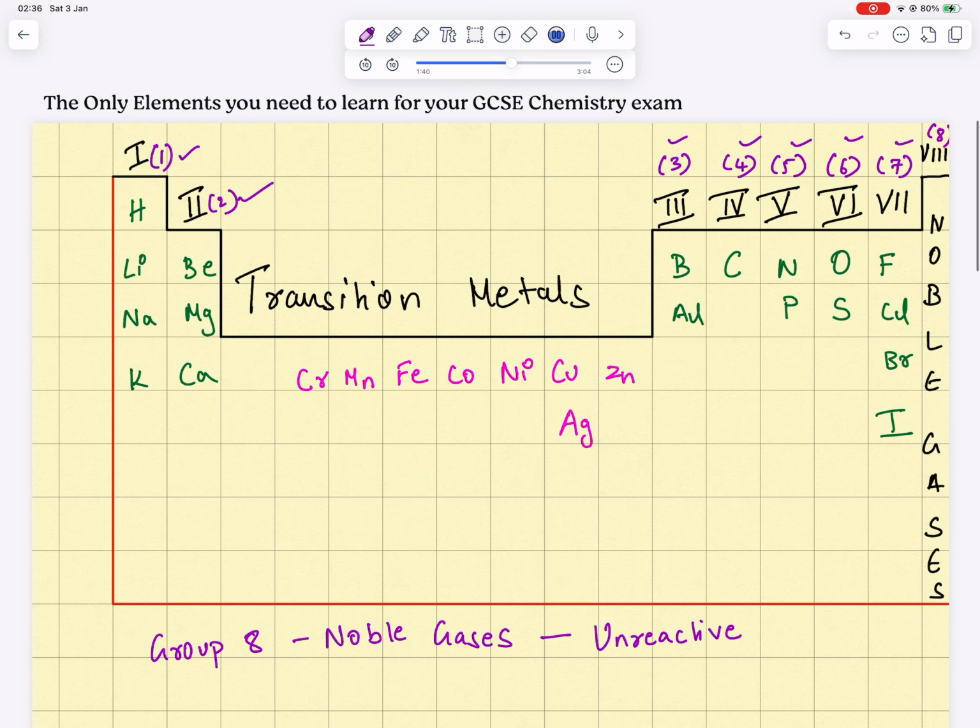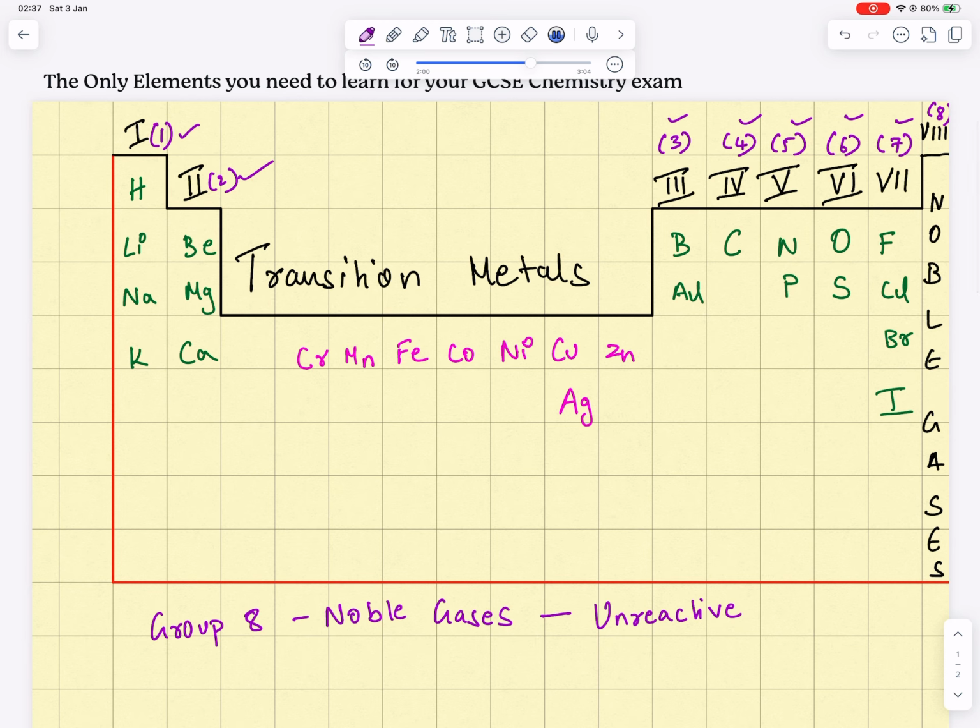Now, group 2 has 2 outer shell electrons, and the ones you need to know for the exam are beryllium, magnesium, and calcium. These are also metals, but they are less reactive than group 1. Now, jump to group 3 over the transition metals. Group 3 has 3 outer shell electrons, and the ones you need to know are boron and aluminium. These are still considered metals for GCSE purposes.